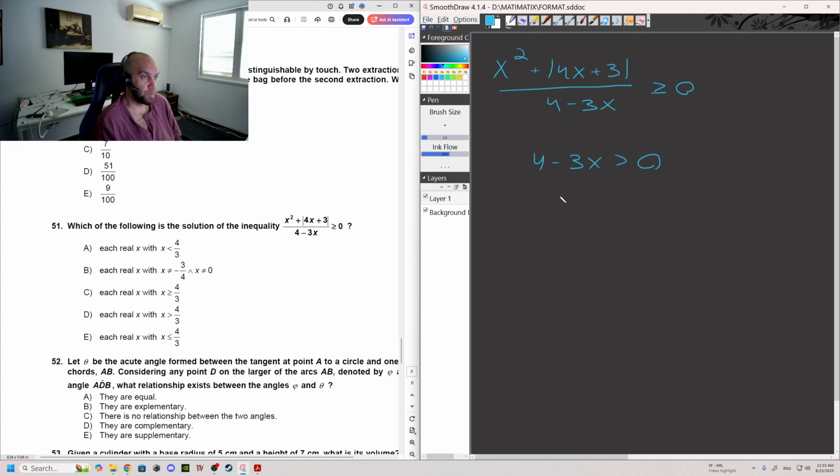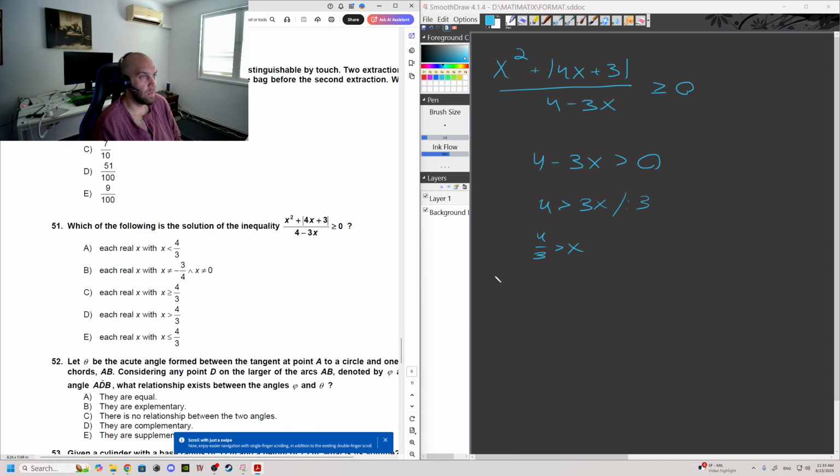So then 4 is larger than 3x, and then I divide it by 3. So 4 over 3 is larger than x. x is smaller than 4/3, which is great. That's it. See you on the next exercise.